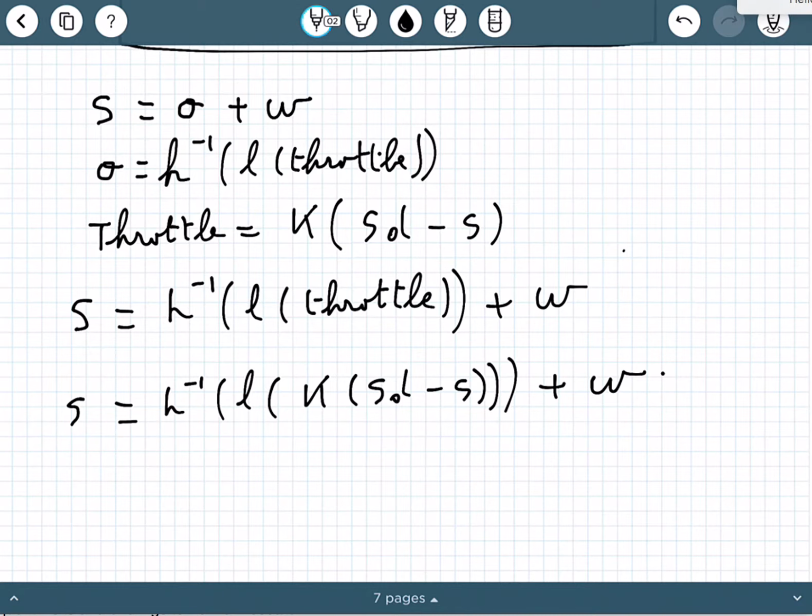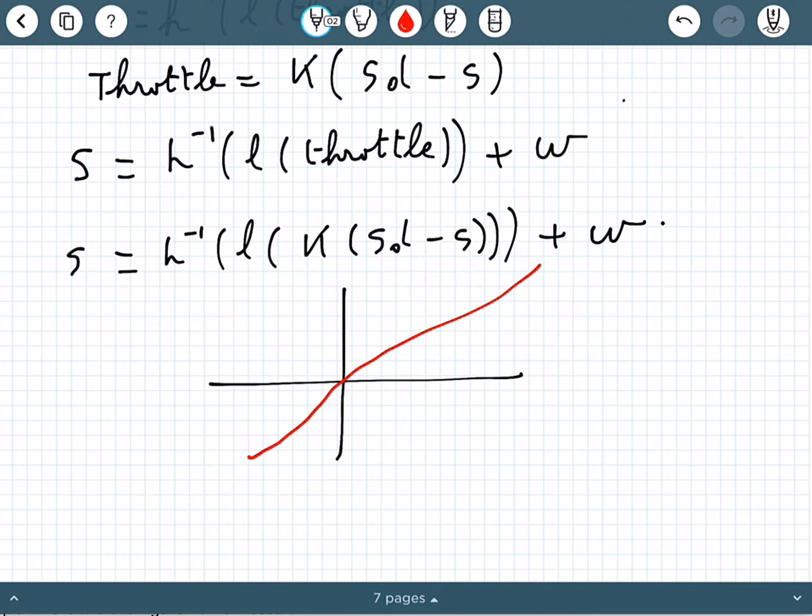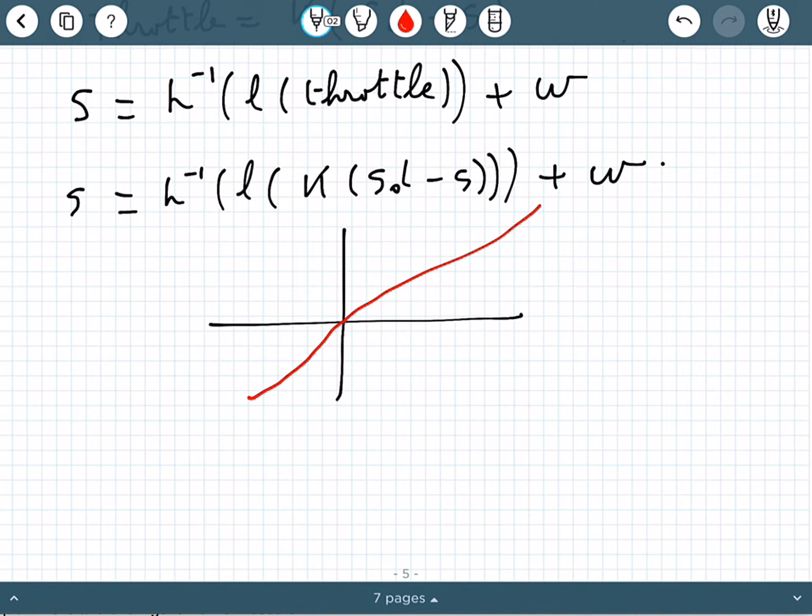but its essence nevertheless appears here, which is that the function H inverse times L for a usual car just is monotonic and grows to infinity. It is basically the effect of the throttle on the car speed short of the perturbation W. So what happens when I make K big?